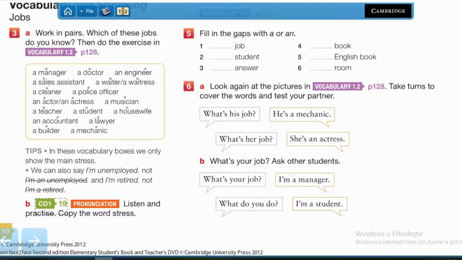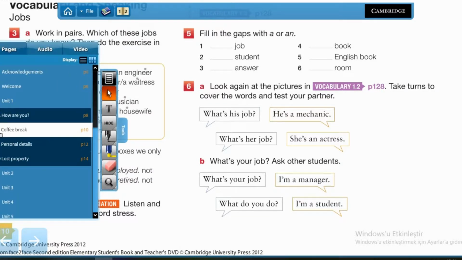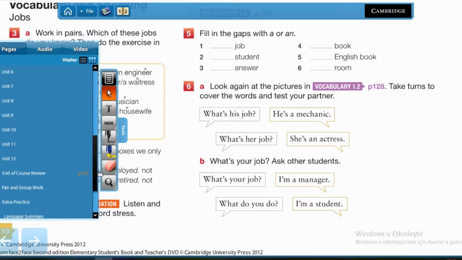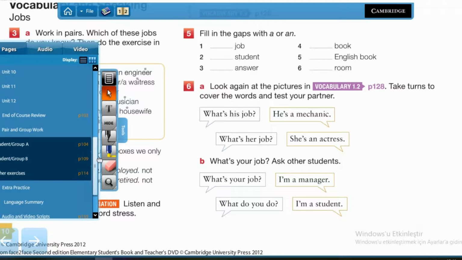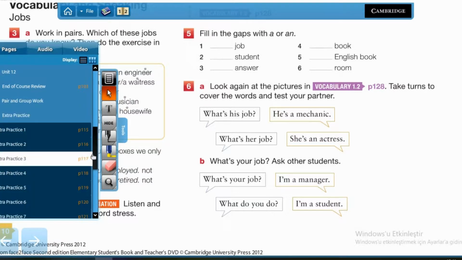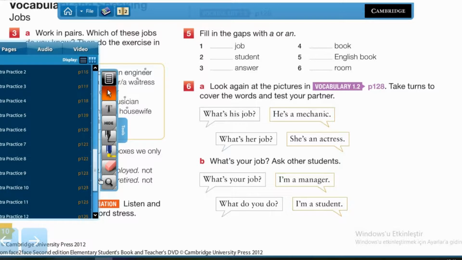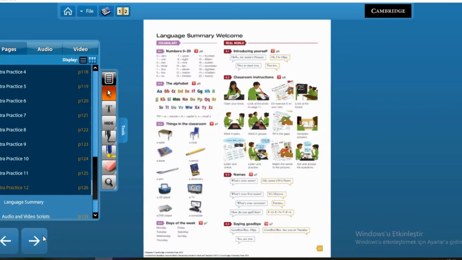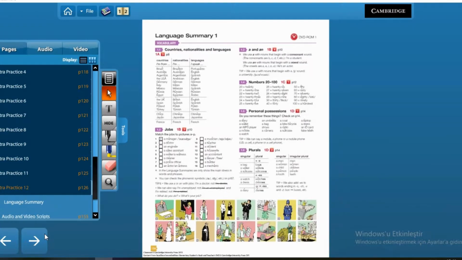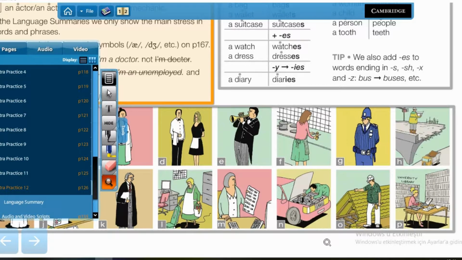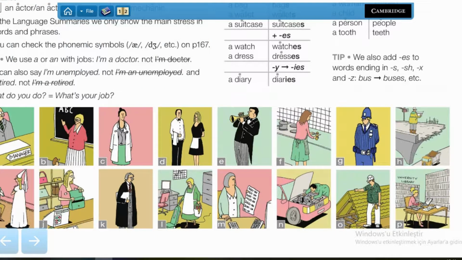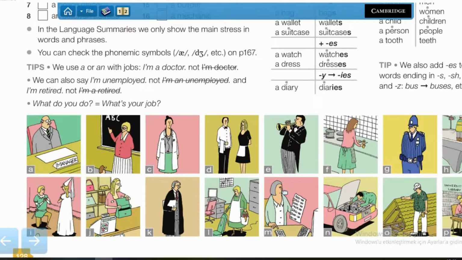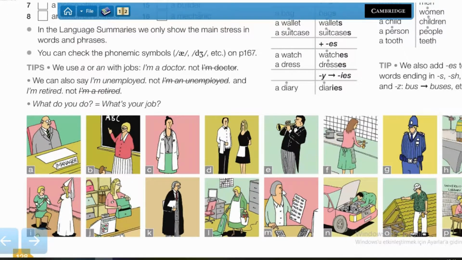Now for all the jobs, please open page 128. Here we go. As you see here, we have some jobs. Now I ask and you tell me what's her job or what's his job.